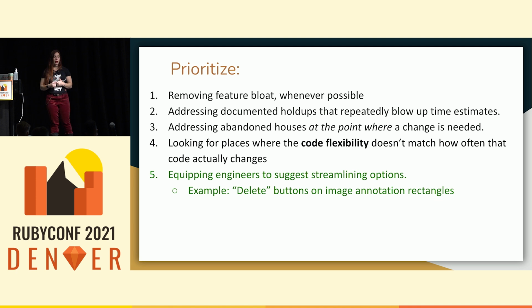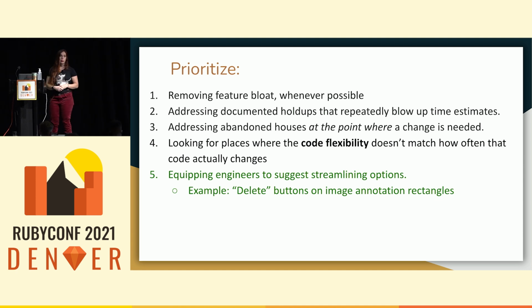But if we were in an organization where I were not able to have that conversation with the designer, then we would have been stuck at the first option: 8 conditionals for this feature that just does not work that well for our volunteers in the first place. And so that's why I say that equipping engineers to suggest streamlining options can be an extremely powerful way to get simpler code and potentially better functionality.